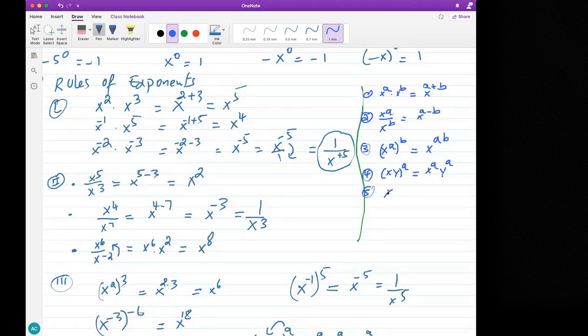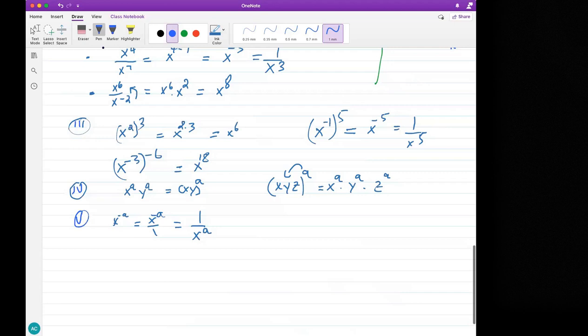So x to the power negative a is simply 1 over x to the power a. Number 6. These are ones we already saw, we're just rewriting them.